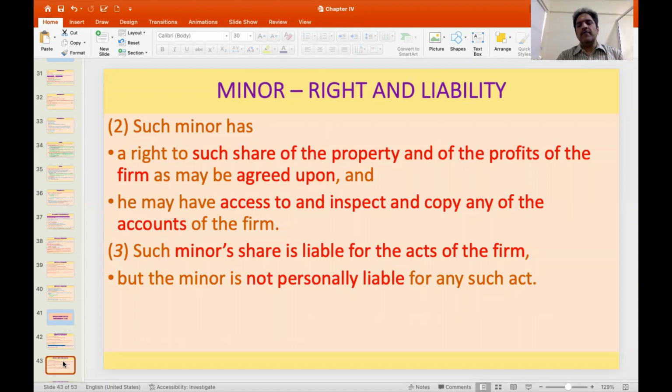Such minor's share is liable for the acts of the firm, but the minor is personally not liable for any such act. So there is a share of profits and benefits that are going to be given. That share of the property and share of the minor will be financially liable, but there will not be any personal liability for any act in case of a minor. So it's only its share and financial liability that will be there, but no personal liability.